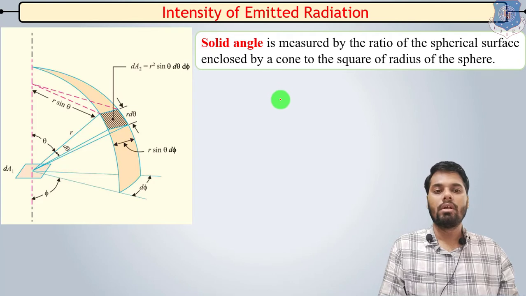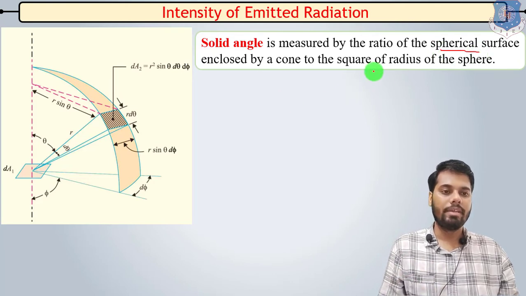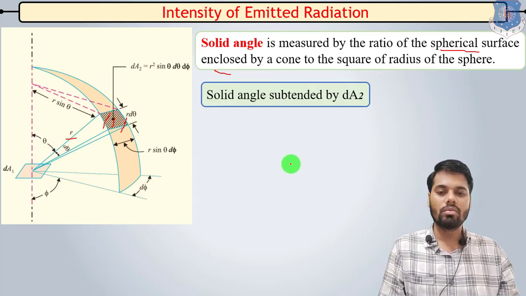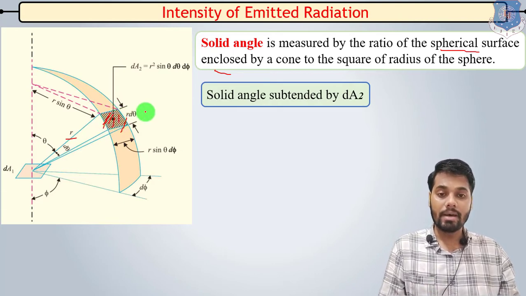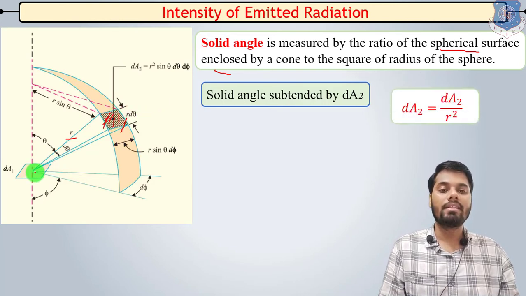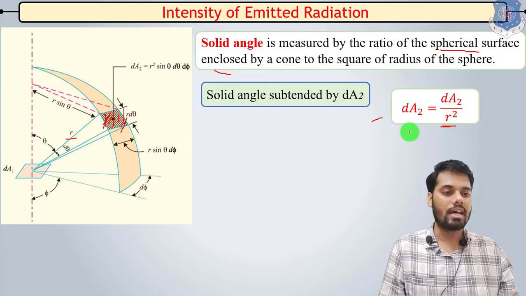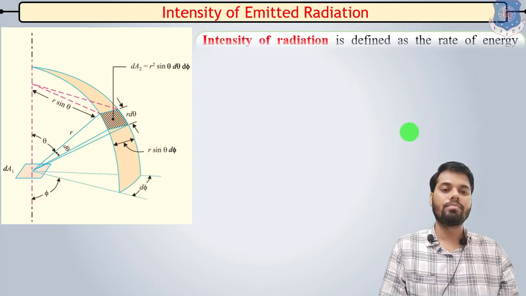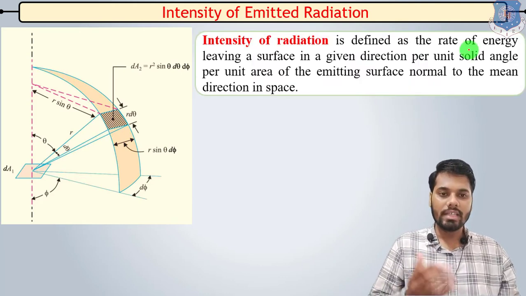Now, solid angle, as we have explained, can be measured by the ratio of the spherical surface enclosed, which is this, divided by the distance between these two, r square. So the solid angle subtended by dA2 to dA1 can be calculated as dA2, the hemispherical differential area, divided by distance r, so r square. Clear? Now intensity. What is intensity of radiation?